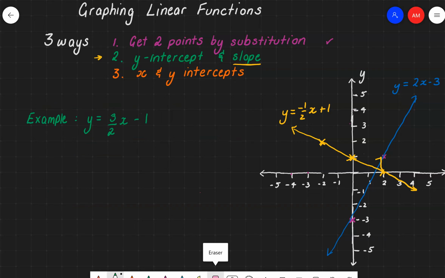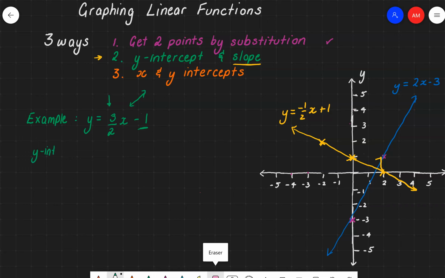Okay, another example. We've got y equals 3 over 2x take 1. So again, before we even graph it, we know from this it's positive. That means it is going that way. I can also see that my y-intercept is going to be minus 1. We'll just go through the motions.